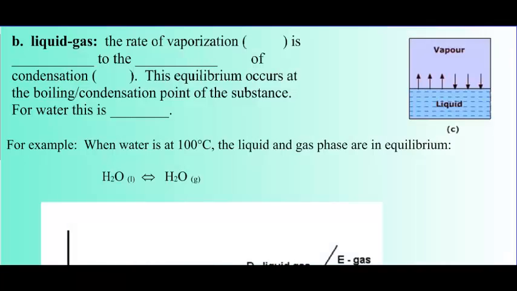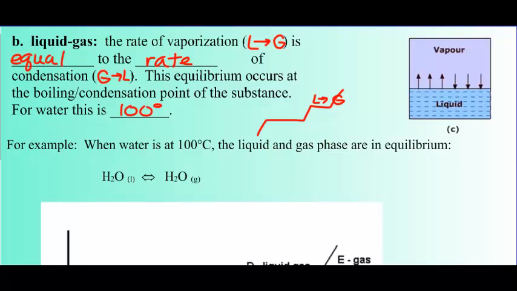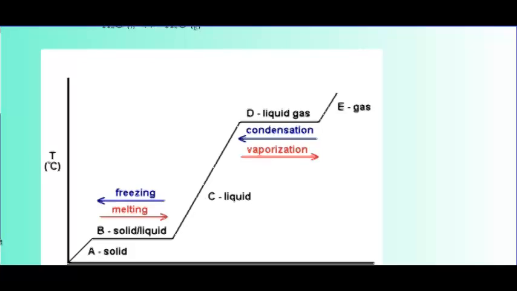Okay? We also have a liquid-gas equilibrium. That would be when the rate of vaporization, liquid turning into gas, is equal to the rate of the opposite process, which is condensation. Gas turning into liquid. So that occurs on your second plateau on the curve, right? This is your liquid-gas region, okay? And for water, this occurs at a temperature of 100 degrees Celsius. That's the boiling or condensation point of your substance, okay?